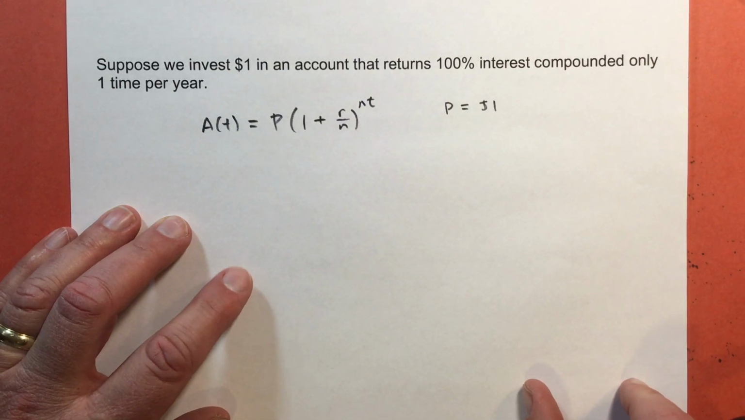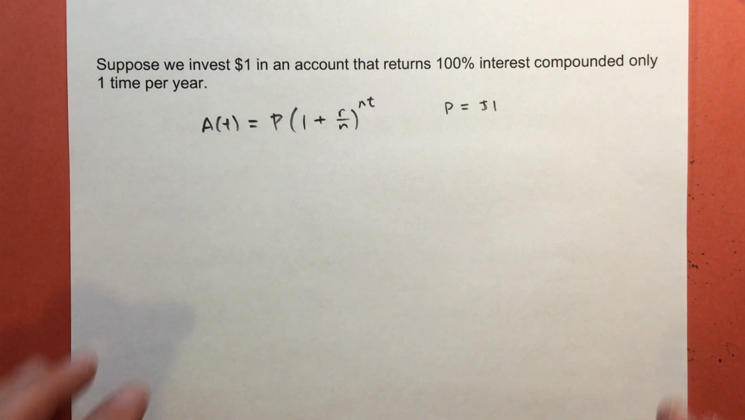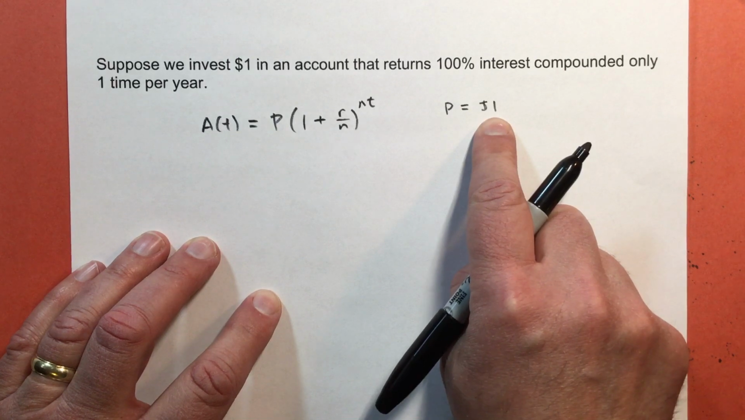Now, step away from the reality of this situation. No one goes to a bank and says, I want to put $1 in the bank. Why are we using $1? Because it makes the math easier. We're not worried about the numbers. What we want to do is look at the pattern. We want to look at what's happening here. So we're going to start off easy with $1.